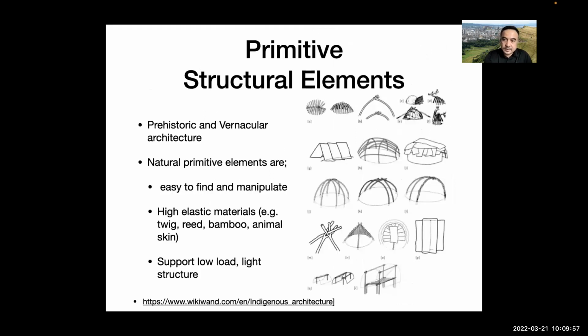Primitive structure elements, frame structure, right? The elements are primitive because they used what they got from nature. They did not refine these materials, like bamboo, twigs, or animal skins. They just used them as they got them. That's why we call it primitive. Prime means first, so first hand, what they got, they used in the first stage.